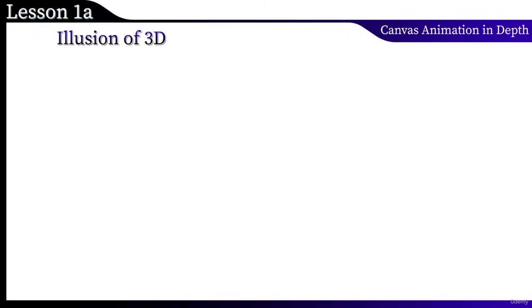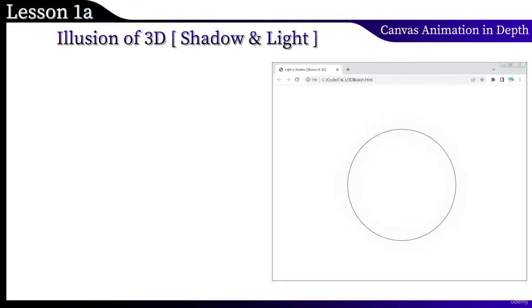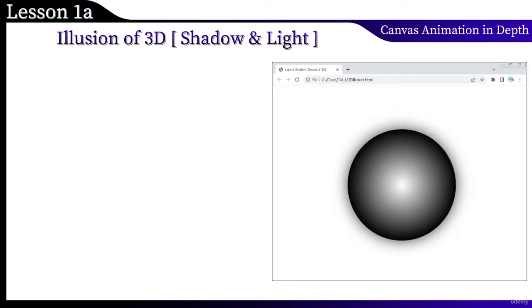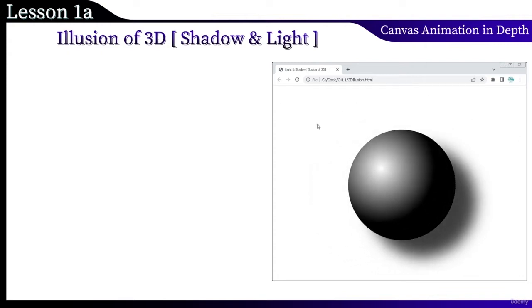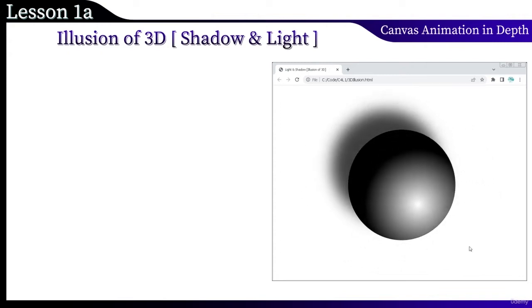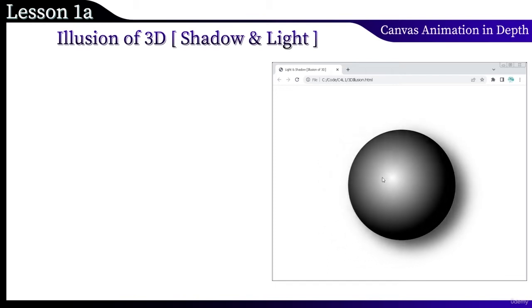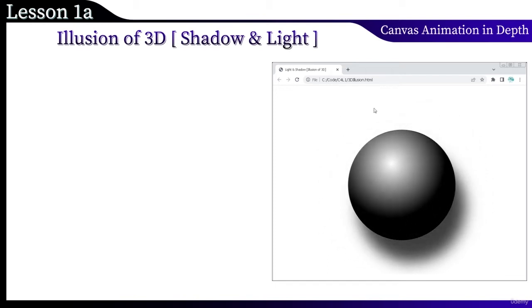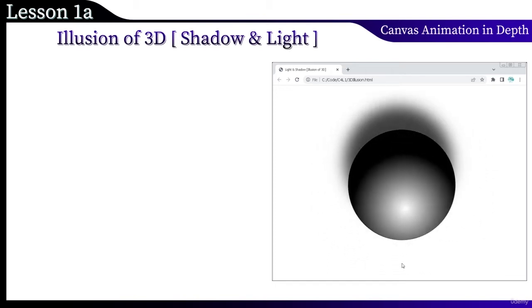In this lesson, we will talk about the 3D illusion. And we will deceive the vision with the help of shadows and light. For example, let's take a circle, and then, with the help of a radial gradient element, a shadow property, and a little interactivity, we will create the illusion of a three-dimensional ball. Imagine that the light source replaces the mouse cursor.